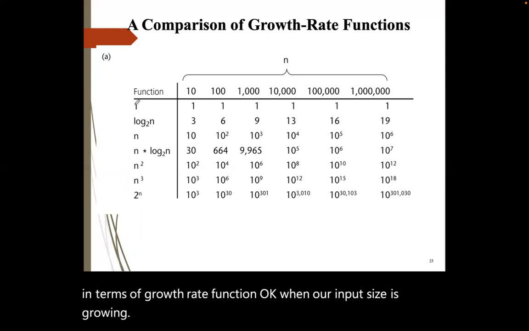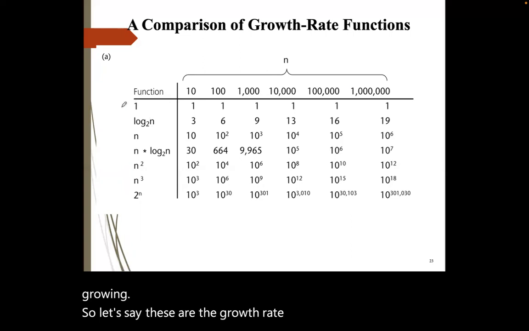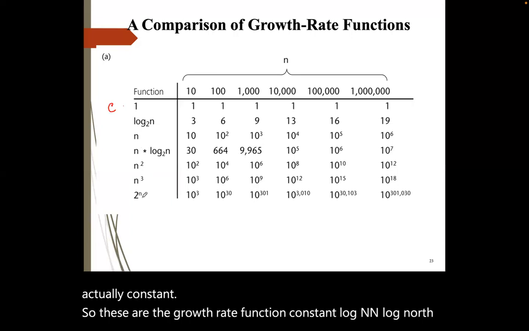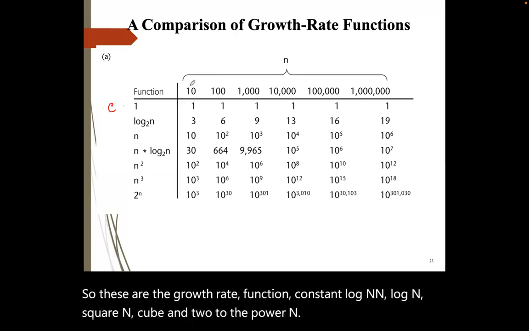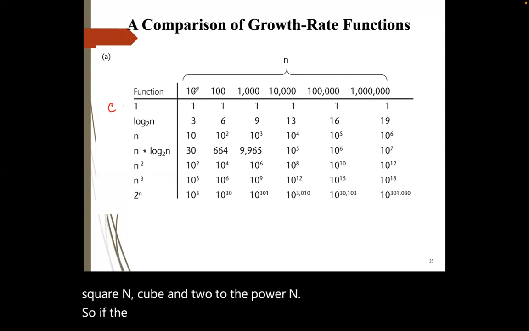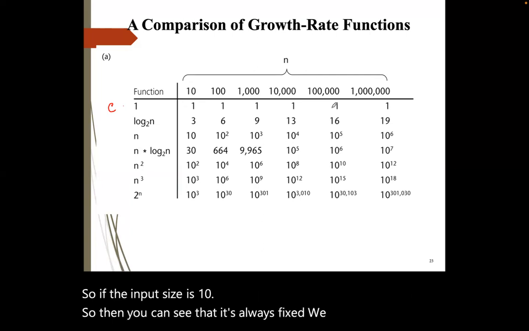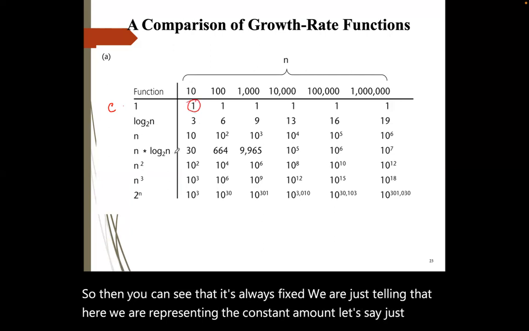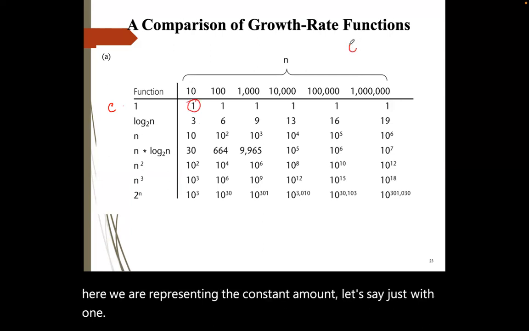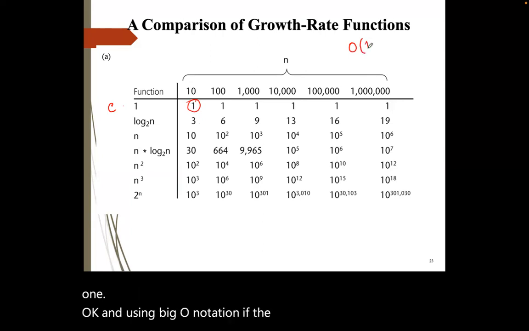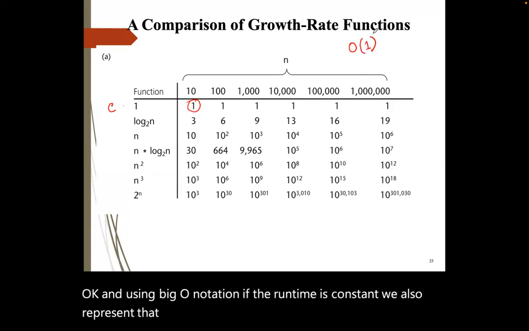So let's see these growth rate functions. One means constant. These are the growth rate functions: constant, log n, n squared, n cubed, and 2 to the power n. If the input size is 10, you can see that it's always fixed. We are just representing the constant amount, let's say, with 1. Using big O notation, if the runtime is constant, we also represent that as order of 1.